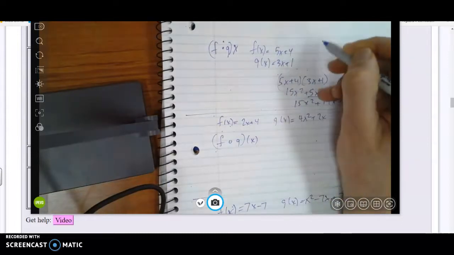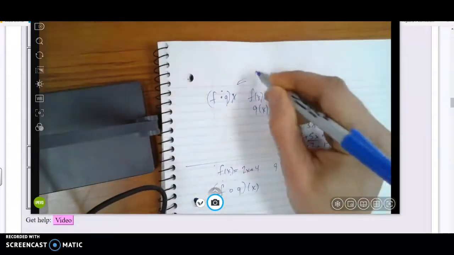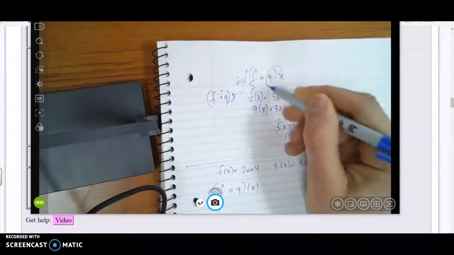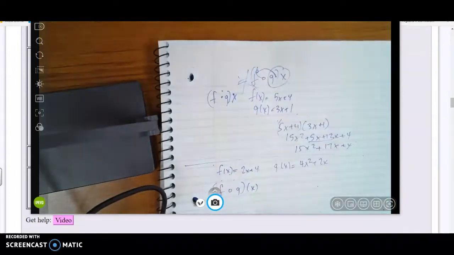Now notice this does not equal f of g of x. These are not the same. That would mean you take the answer for this one and put that into the other function. That's not the same thing.